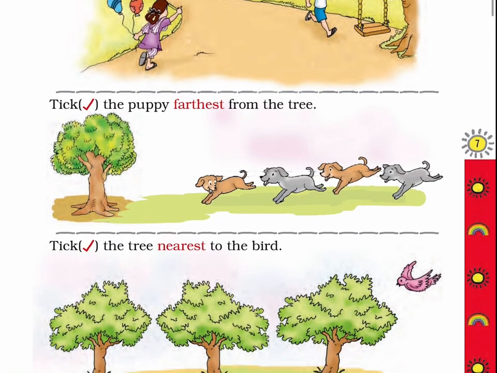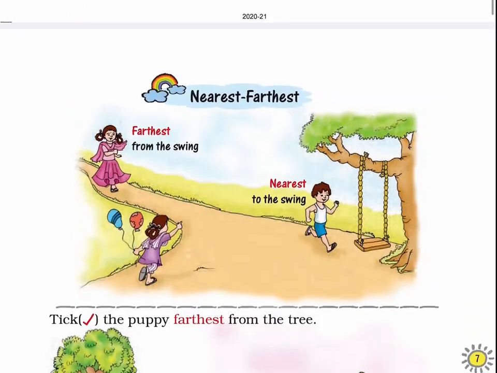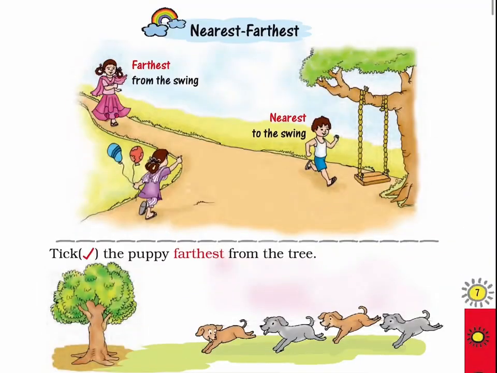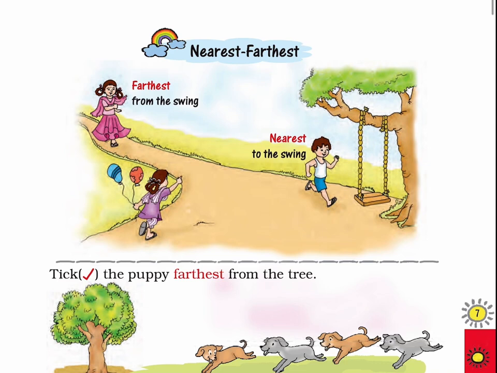Page 7, picture 1 shows a swing tied from the branch of a tree and 3 children, 2 girls and a boy, at different distances, happily rushing towards the tree. A boy is nearest to the swing. Girl 1 with balloon walking and pointing to swing, and girl 2 walking towards swing from the farthest distance.